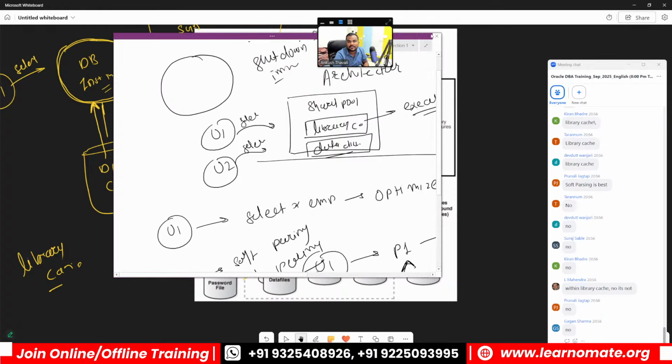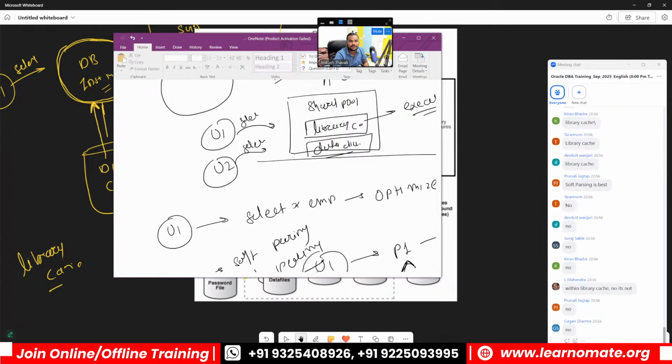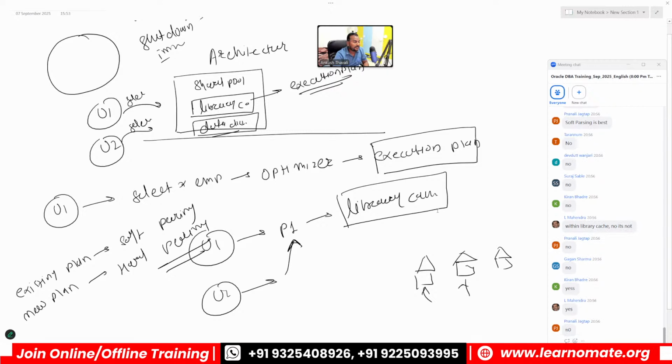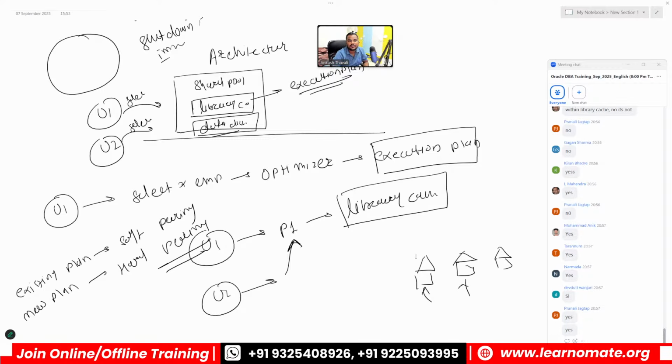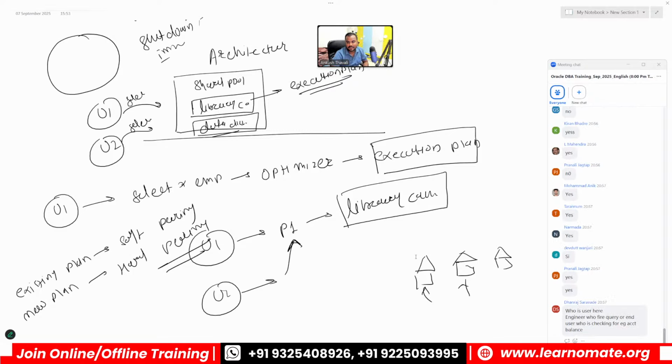Able to understand, guys? Hard parsing, soft parsing, very important from the interview point of view. Whenever you are running a query, if the plan already exists, it will use the existing plan which is available in the library cache. That is called soft parsing. And if the plan is not available, then it will create a new plan.